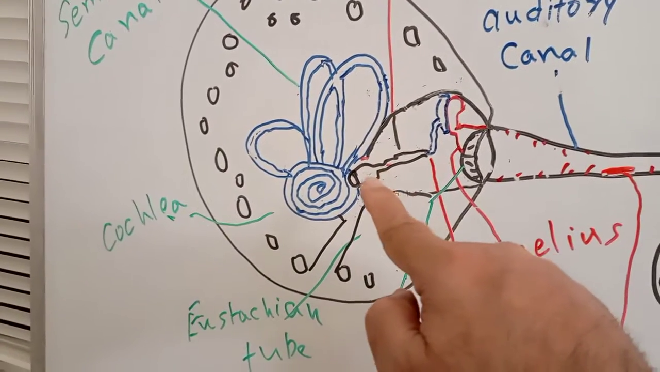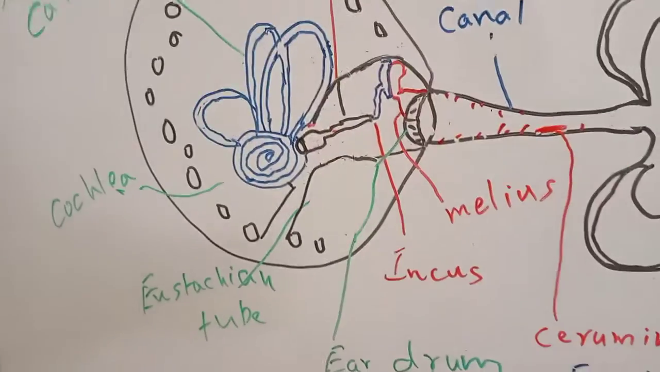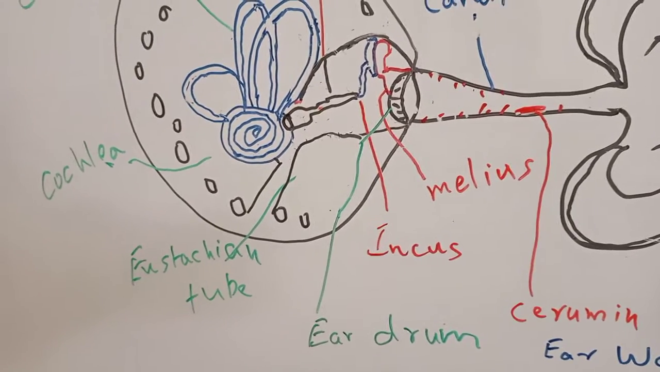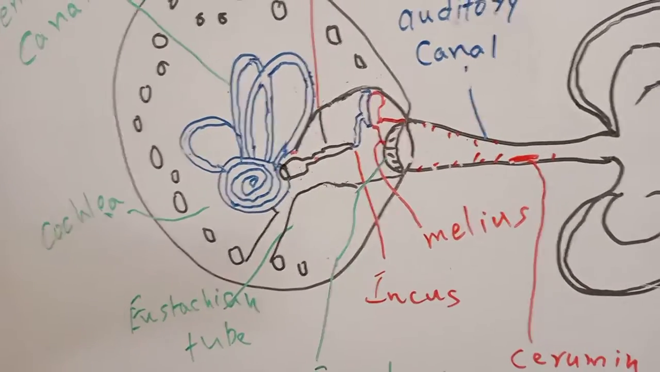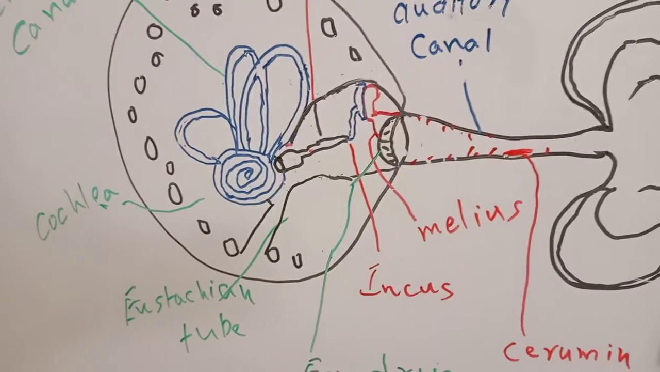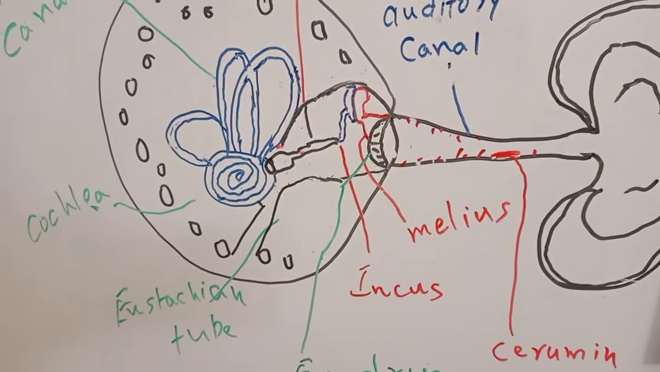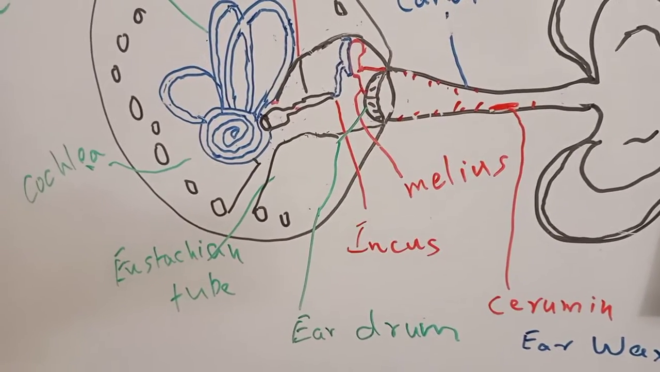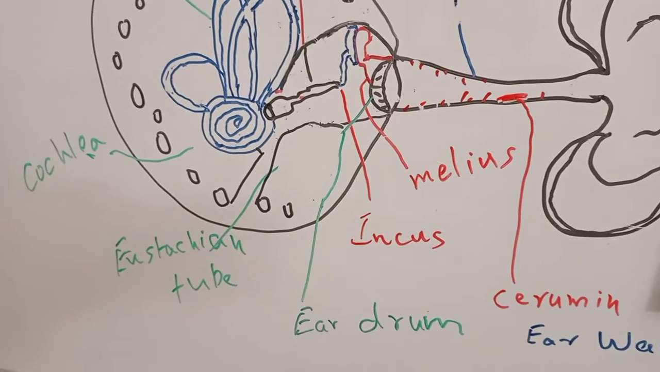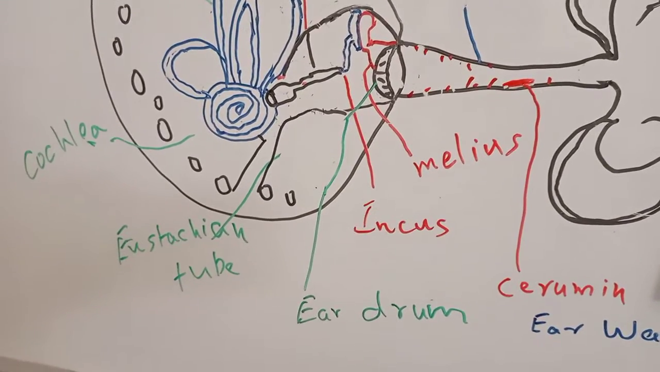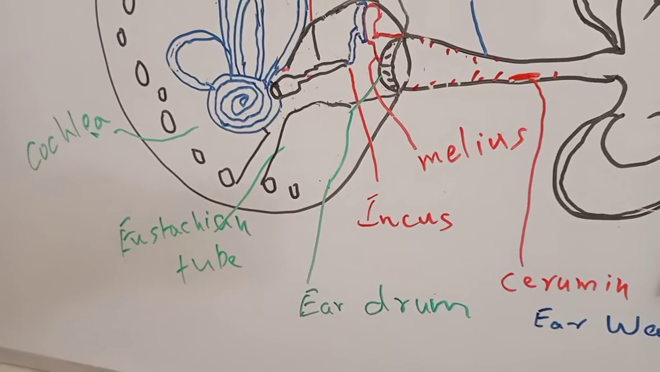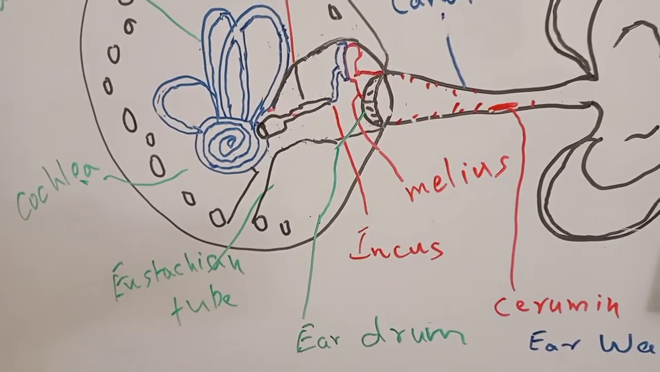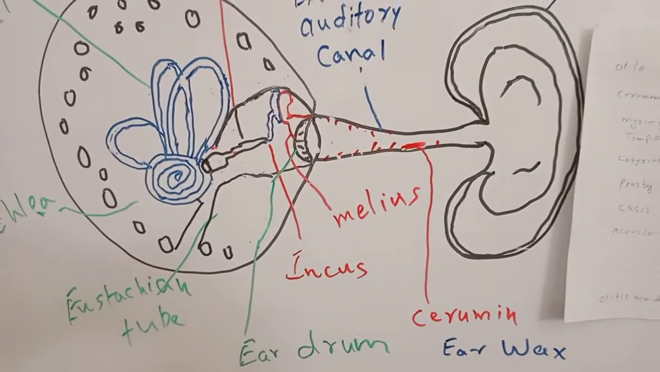Oval window is attached with the cochlea, and cochlea has the organ of hearing, the organ of Corti, and also there is lymph inside the cochlea. Three semicircular canals are attached with the cochlea. They also have lymph inside. They are concerned with balance of the body, and cochlea is concerned with hearing. So these vibrations reach the cochlea, and the organ of Corti receives this vibration and sends it to the brain via its cranial nerves, and then the brain interprets what is being said.